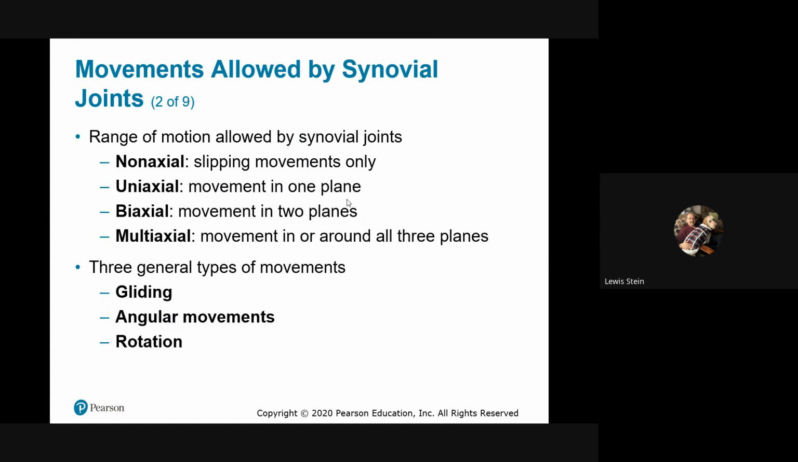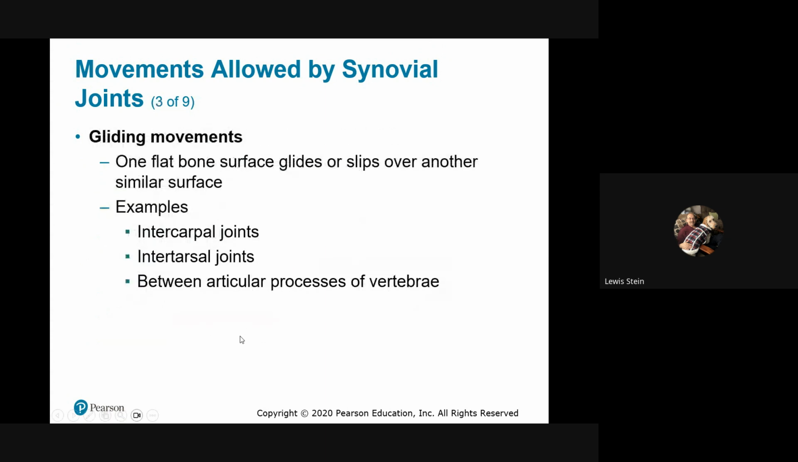And multiaxial, by definition, are ball and socket joints, of which you have 2, the shoulder and the hip. And basically the fancy name is called circumduction. You may have had that terminology before. You can isolate the joint, and whether you're doing your big toe or your index finger, you can trace a circle. Basically a conical range of motion. There's some variations with it. So gliding, angular, rotation.